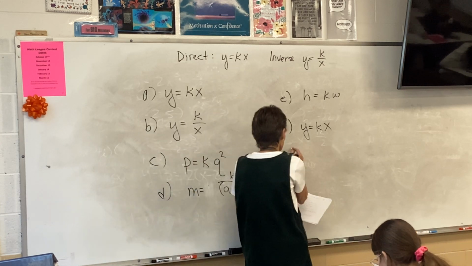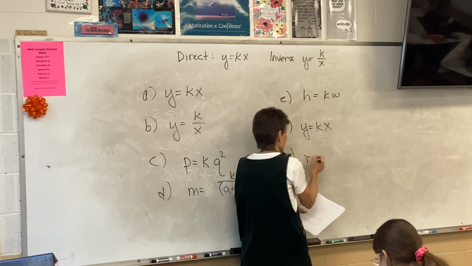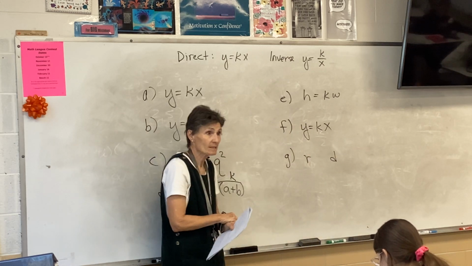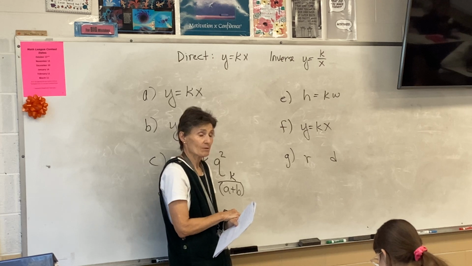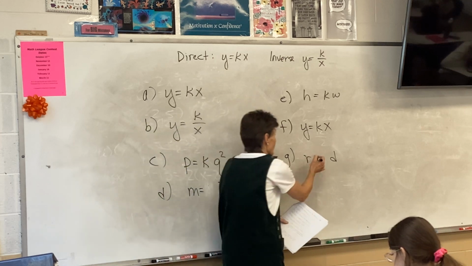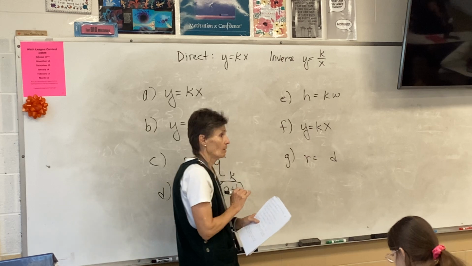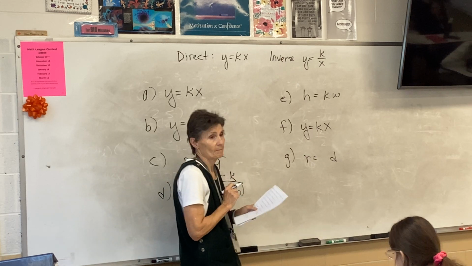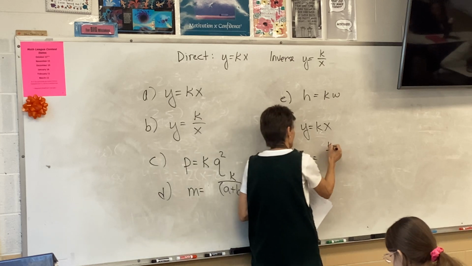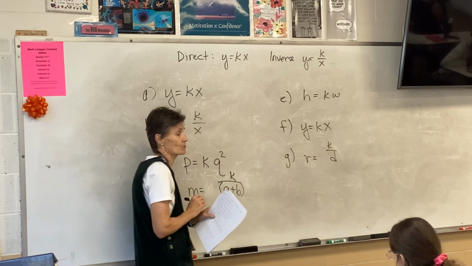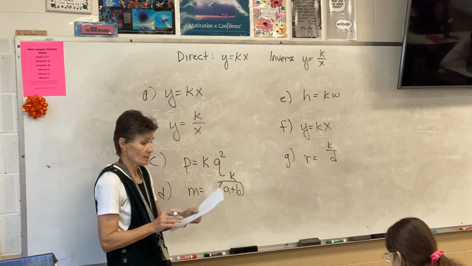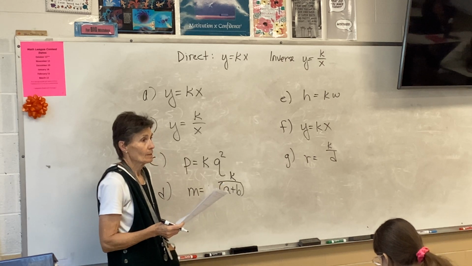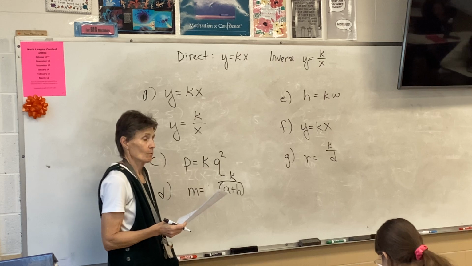And then G, rate and distance are my two things. It's either going to be R equals KD or R equals K over D. Which one is it? K over D, because it's inversely proportional. All right, so it's real simple.